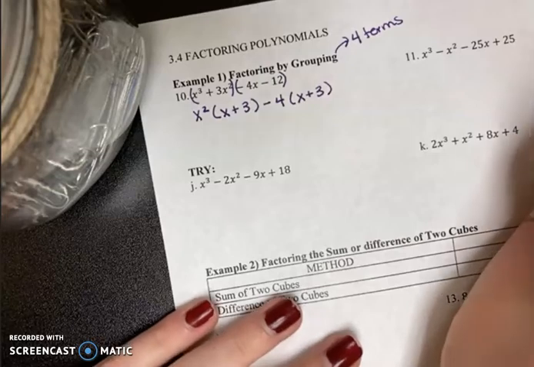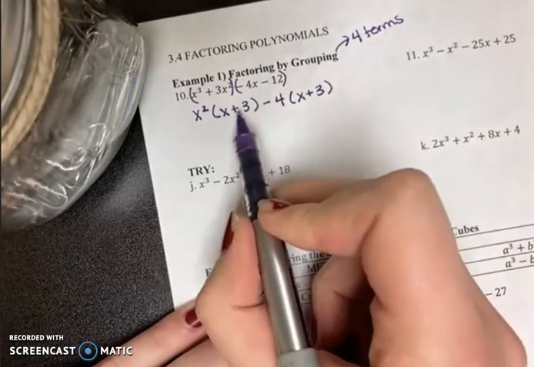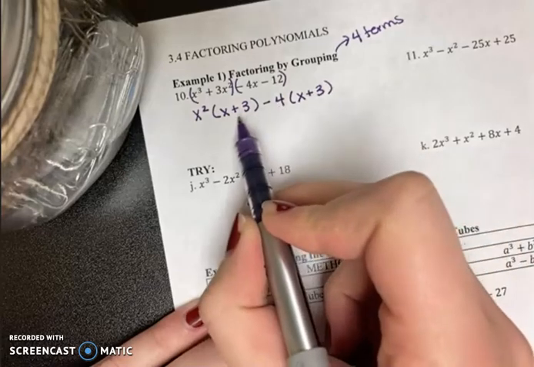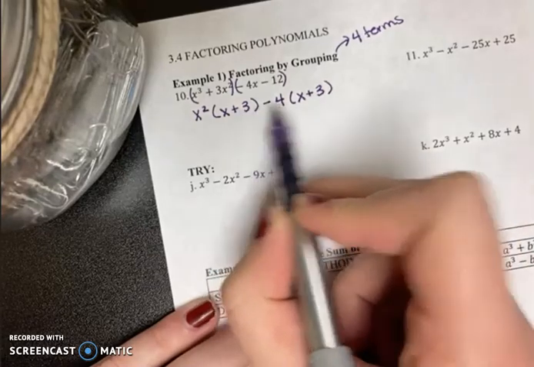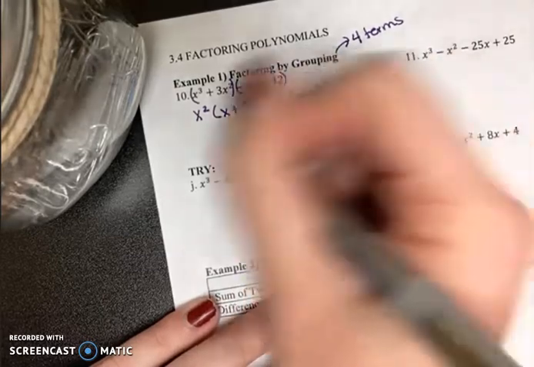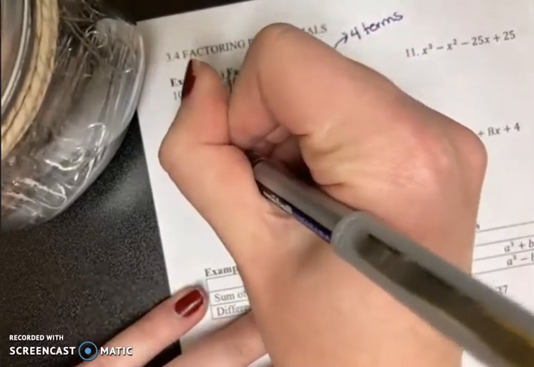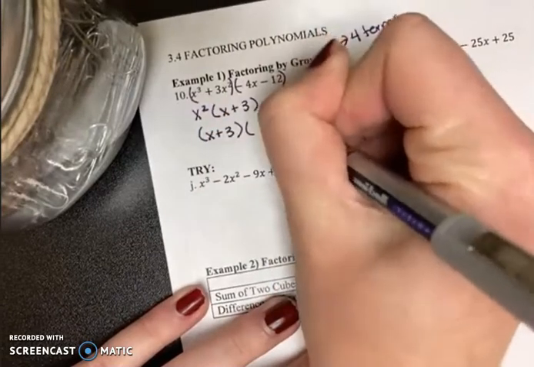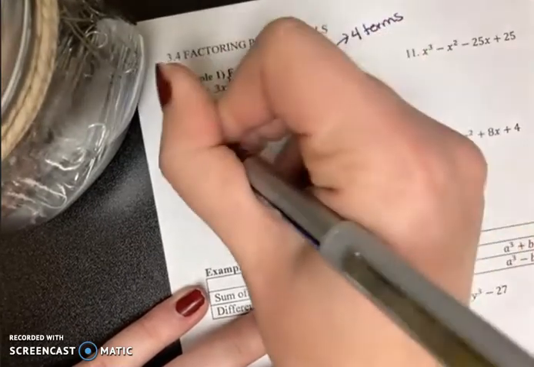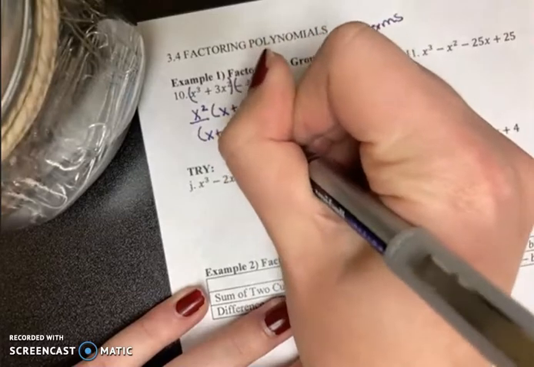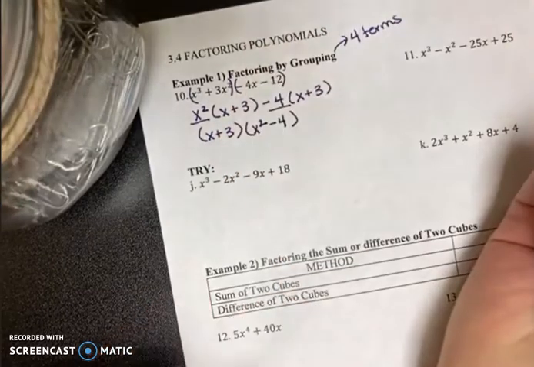Our goal is to get it so that this parenthesis matches this parenthesis, and it does. Then, technically, that x plus 3 is the new GCF of these two terms, and I can pull that out. So I'm going to put x plus 3 in parentheses out front, and then in another set of parentheses, we write what remains, the x squared minus 4. You have now factored by grouping.